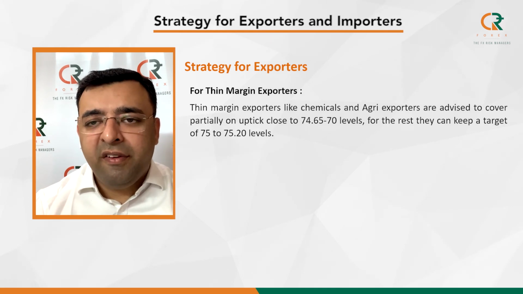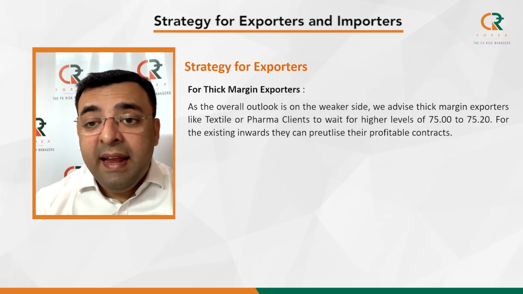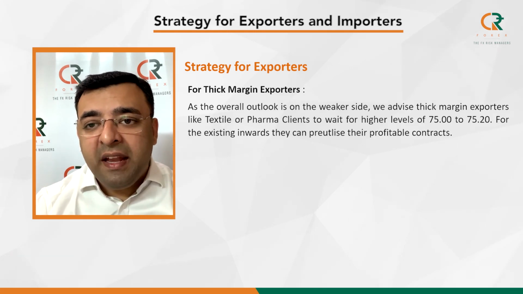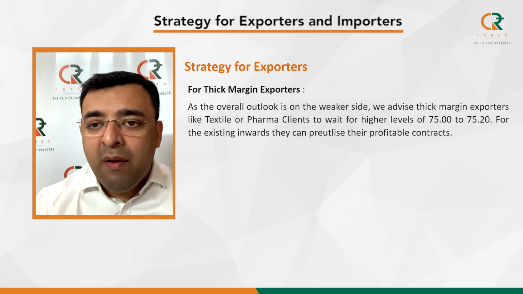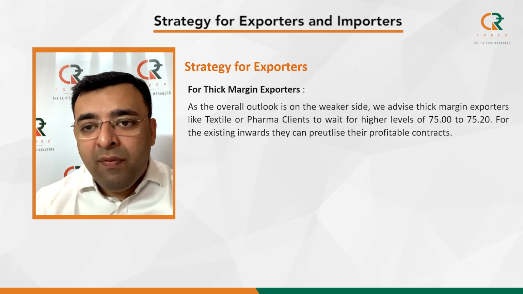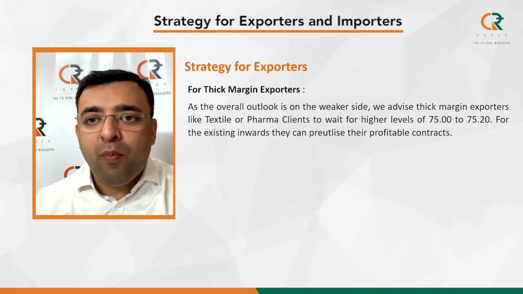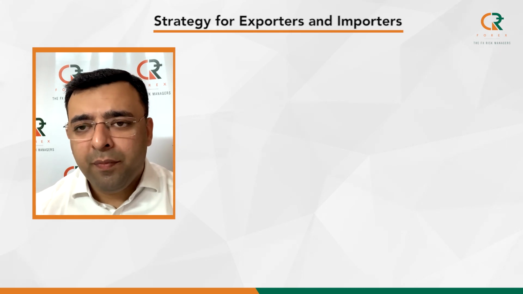Now let us discuss strategy for thick margin exporters. Thick margin exporters like pharma exporter or textile exporters, we are advising them to wait for higher levels of 75 to 75.20 levels. If they are getting any invert, we are advising them that they can utilize their existing forward and book profit.